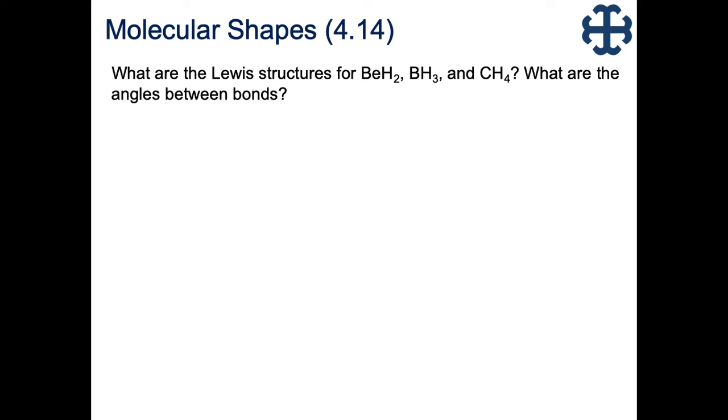Okay? So here's a moment for you to think. What are the Lewis structures for beryllium dihydride, BeH2, boron trihydride, so BH3, and then CH4, which we would call methane? And then you could think, what are the angles between those bonds? So if you want to pause the video, you can draw those out. I'm going to go ahead and talk about them now.